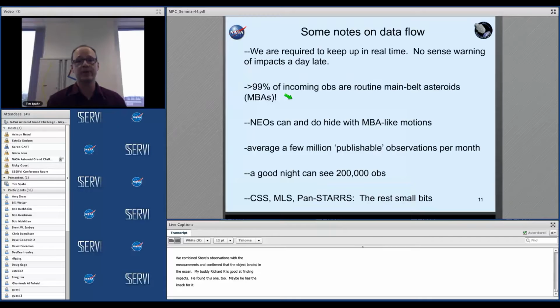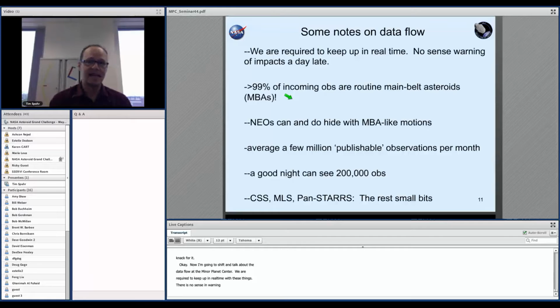Okay, so now I'm going to shift and talk about the data flow of the Minor Planet Center. We are required to keep up on things in real time. There's really no sense in warning of impacts a day late, right? So, 2014 AA aside, we try to keep track of things as much as we can with a 24/7, 365 operation. That can be difficult.